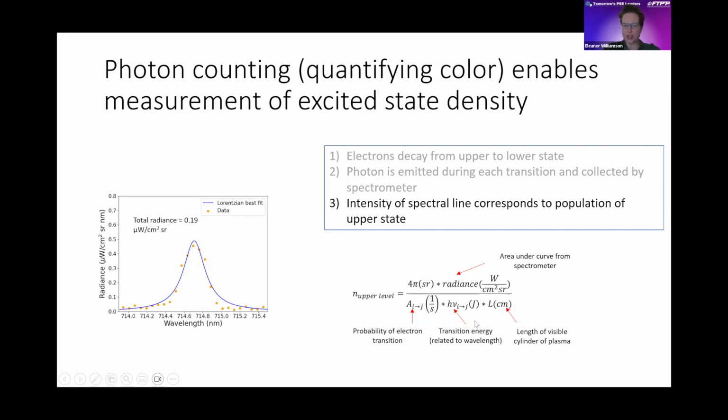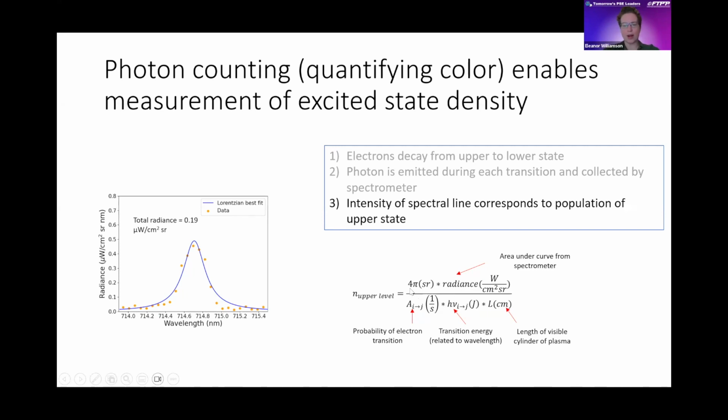And here's the equation. I'll talk you through it, and then I'll discuss in broader terms what's actually going on here. The 4 pi steradians is simply a geometric unit. The radiance is the photon count. This A value is the probability of an electron transition. The h nu is the transition energy, and it's related to the wavelength. And L is the length of the visible cylinder of plasma.